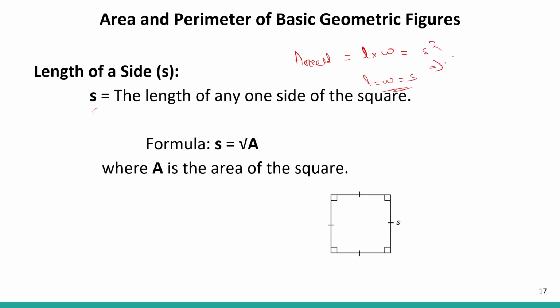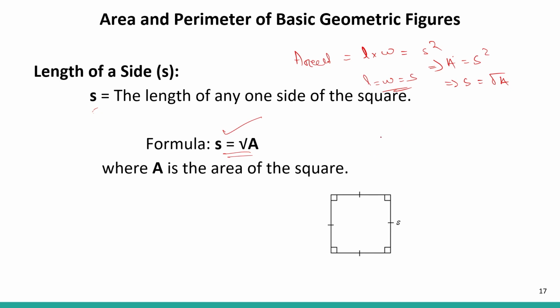So A is equal to S square. This implies that S is equal to root of A, right? So the formula is right here: S is equal to square root of A. So if we are given the area of a square, then we can evaluate the length of one side of the square. Actually, the lengths of all the sides are the same.